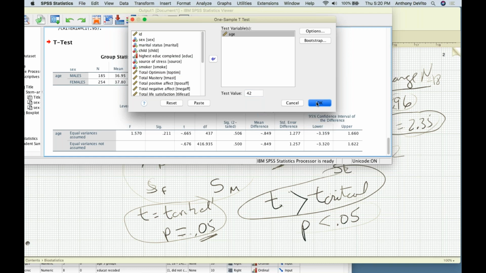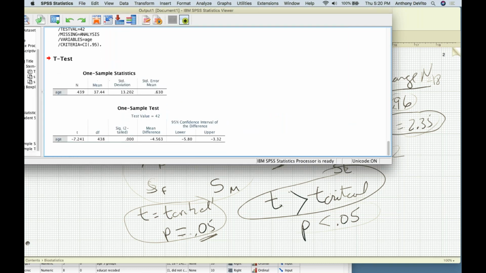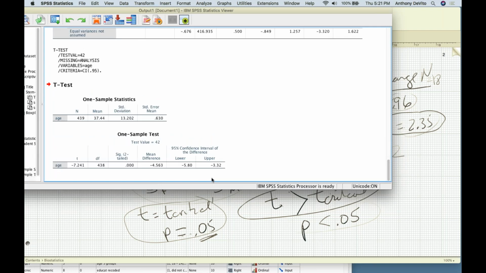Okay, and then I'm going to click OK. Now it's going to do a single sample t-test. And in a single sample t-test, you only have one line there, right? Because there's only one variance that you're using. So what is the t-value in this case? It's negative 724, right? So in other words, it doesn't matter if it's negative. It's really the magnitude we're interested in. Is 724 greater than our critical value of t, which is 1.96?